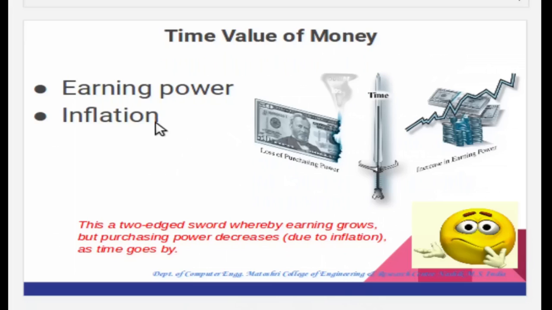That is inflation. For example, whenever a product is bought or sold beyond its real price or its worth, inflation of money occurs. Time value of money is measured in terms of interest rate. Interest is the cost of money, a cost to the borrower and an earning to the lender. Time value of money is a two-edged sword, whereby earning grows but purchasing power decreases due to inflation as time goes by.